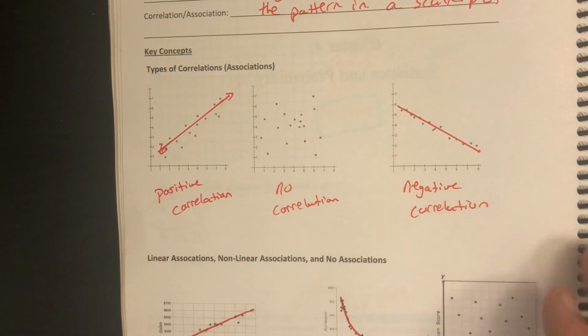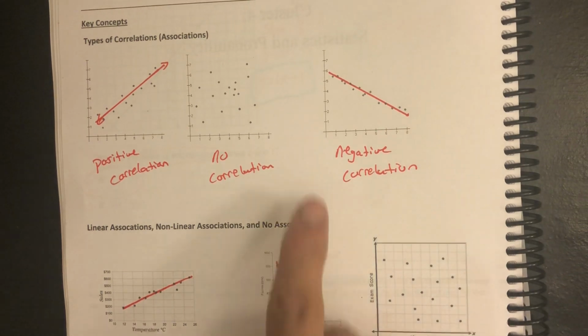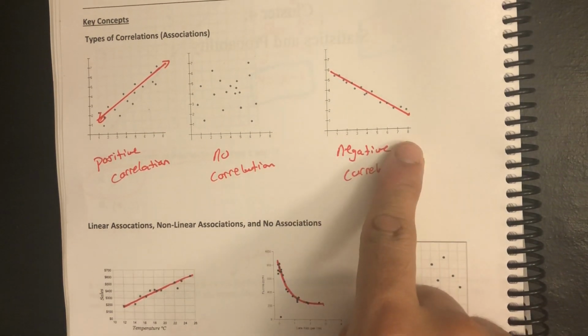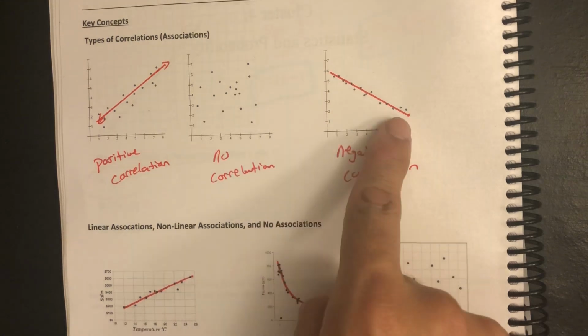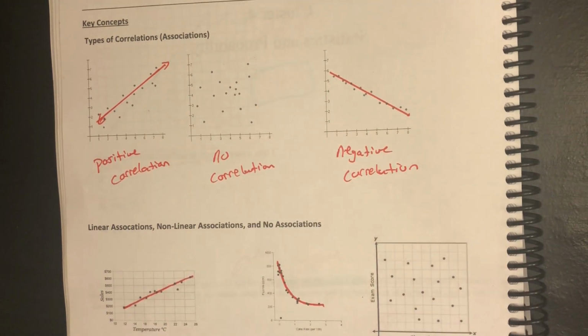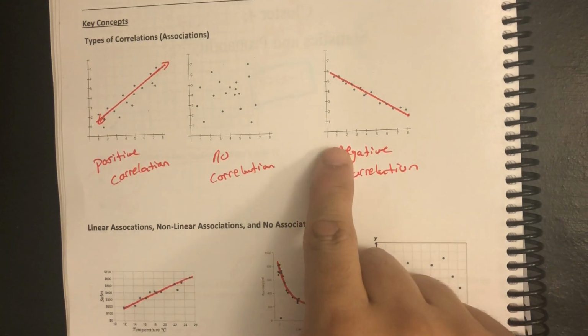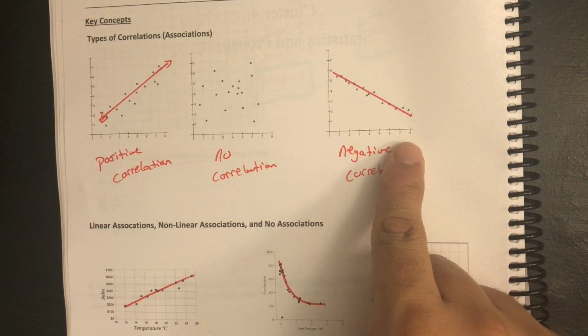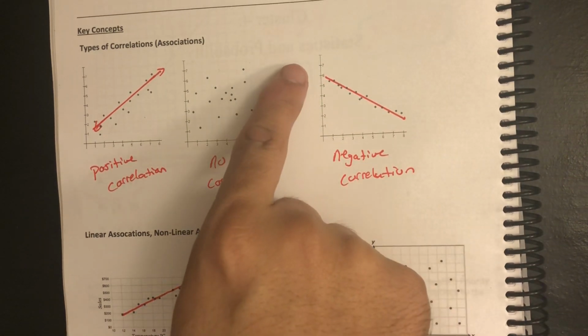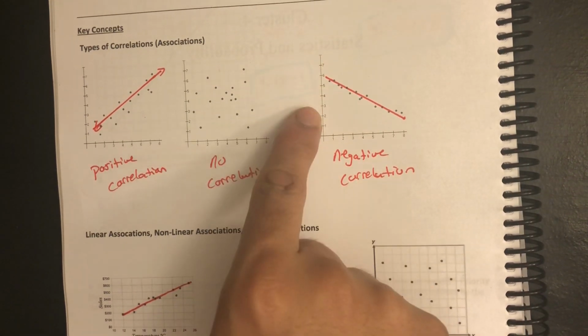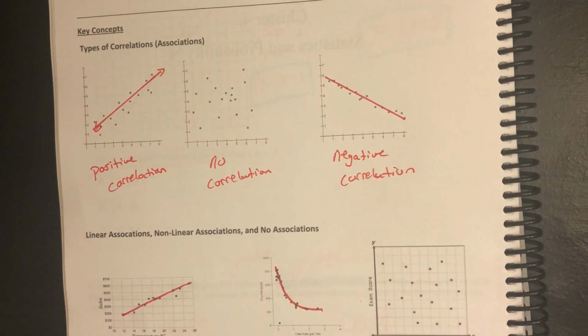Now if we look at the negative correlation, you will notice that as my x values are increasing, the y values are decreasing. So a real world example is the number of hours a candle is lit increases, therefore the height of the candle will decrease. If you think about it, the longer the candle is lit, the height of the candle will decrease over time. And so that's a negative relationship.